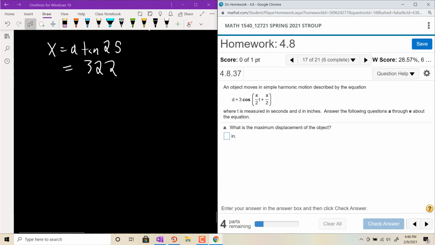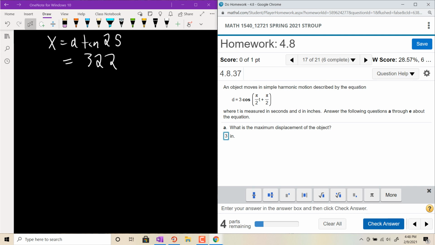Okay, an object moves in simple harmonic motion, blah, blah, blah. T is measured in seconds, D is in inches. Answer A through E. So what's the maximum displacement? So clearly that's 3. It's just the amplitude.